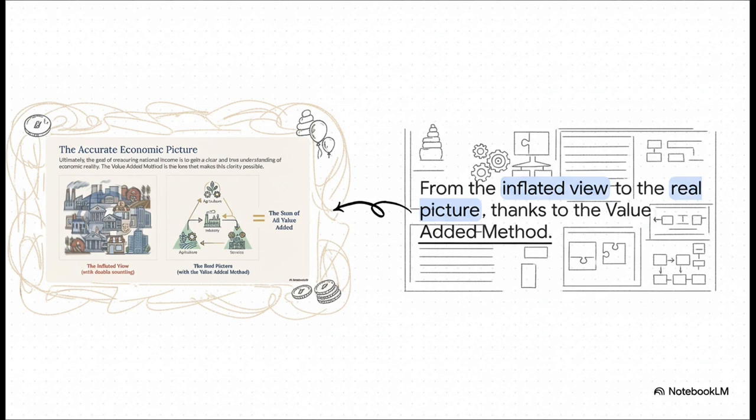And just like that, we've come full circle. We started with this blurry, inflated view on the left. But by carefully, step by step, applying the value-added method, by isolating the real contribution of each producer, we've replaced it with the real picture on the right, a clear, accurate, and powerful understanding of a nation's economy.